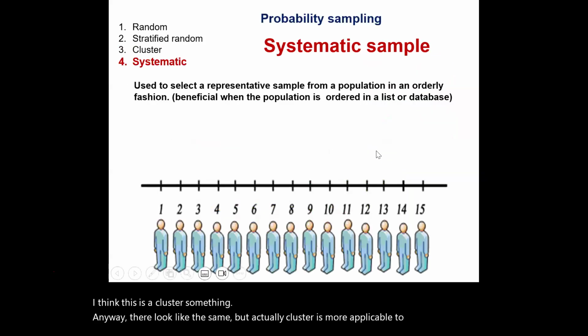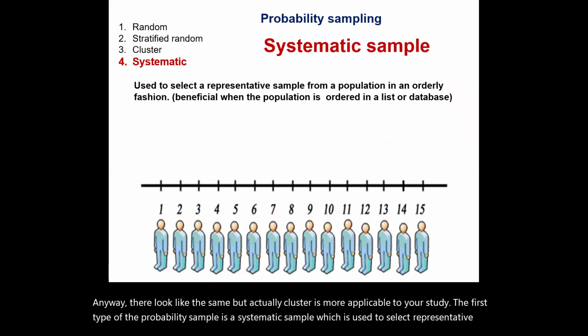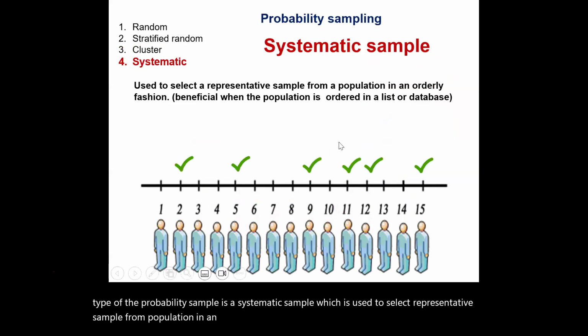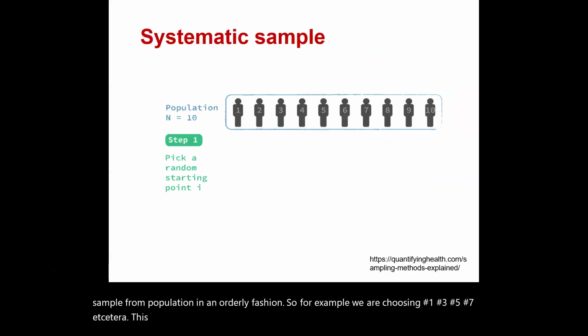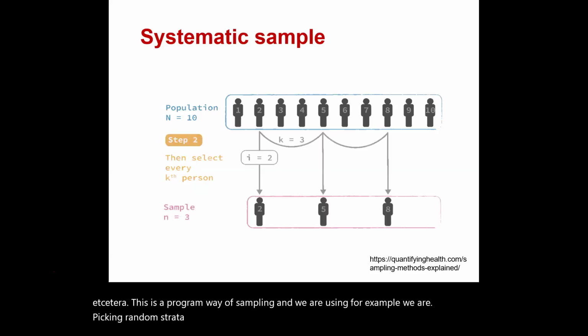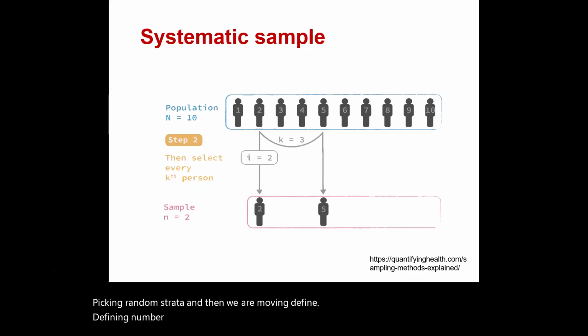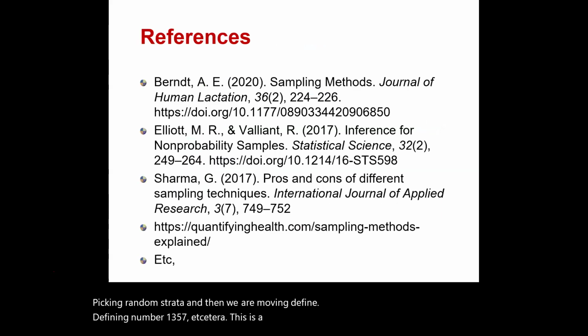The fourth type of the probability sample is a systematic sample, which is used to select representative sample from population in an orderly fashion. So for example, we are choosing number 1, number 3, number 5, number 7, etc. This is a programmed way of sampling, and we are using, for example, we are picking random strata, and then we are moving, defining 1, 3, 5, 7, etc. This is a systematic sample. So you can use it like that.